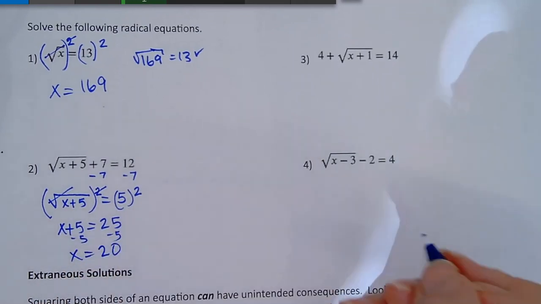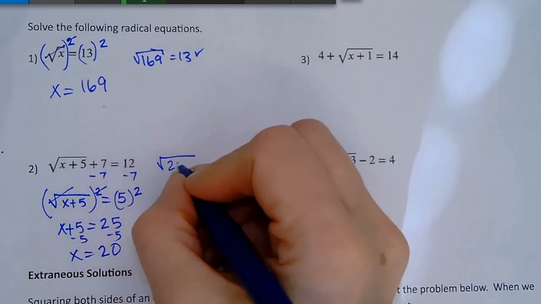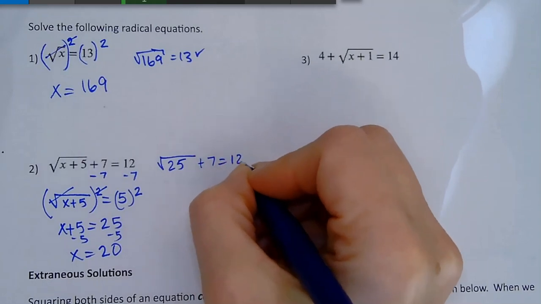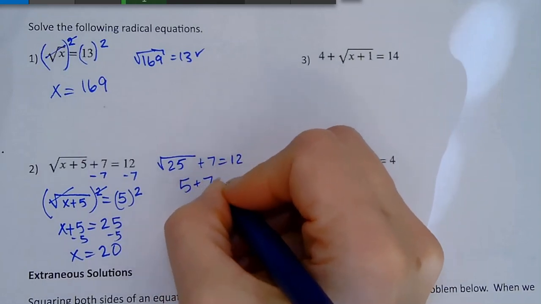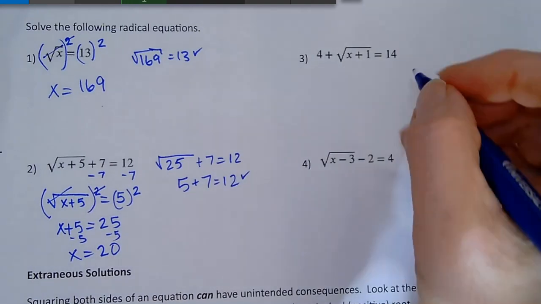So I want to make sure that that makes sense. I'm going to check it. So the square root of 20 plus 5, that's the square root of 25, right? Plus 7 equals 12. I'm checking to see. 5 plus 7 equals 12. Check, that's true. All right, number 4.